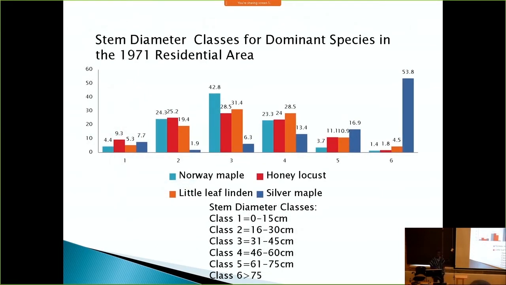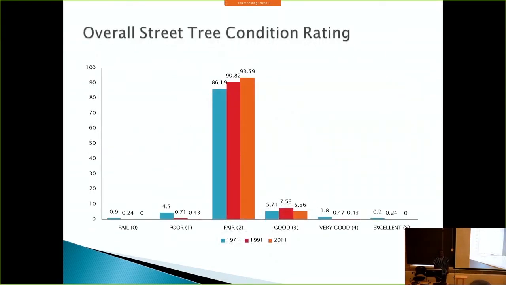In terms of the stem diameter classes for the dominant species, we realized that the Norway maple had dominance in the 31 to 45 centimeters, whilst the majority of the silver maple fell within the range of 75 centimeters and above. That means that the silver maple maximized in terms of tree canopy more than the Norway maple.